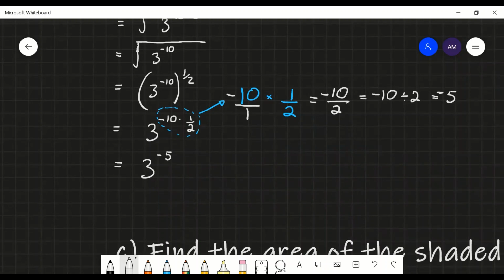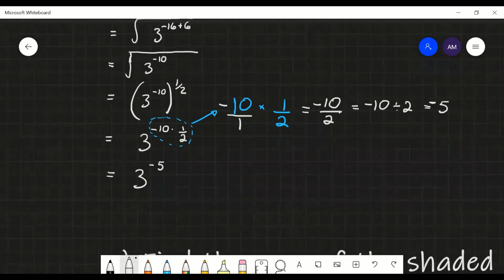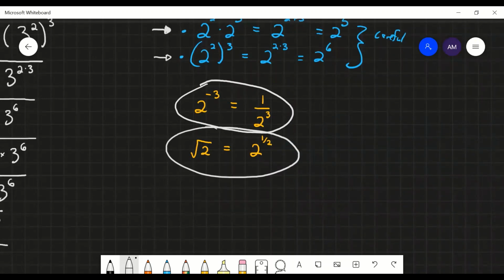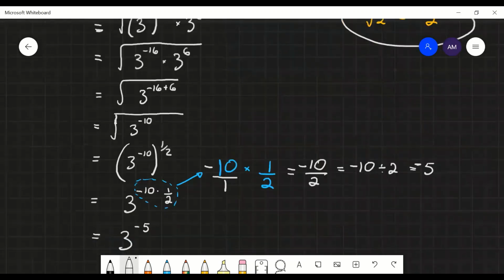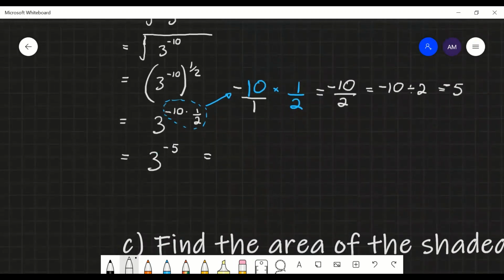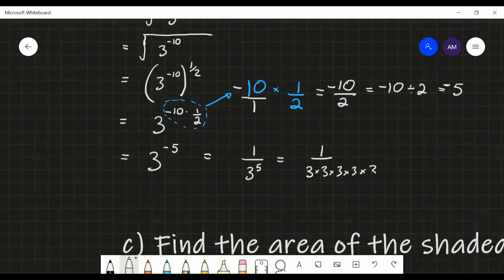All we have to do now is remember, what is a negative exponent? A negative exponent is just, all you have to do is flip the fraction, or you do 1 divided by the base to the power of the positive exponent. So 3 to the power of -5 is the same thing as 1 over 3 to the power of 5. Now, perhaps this could be our final answer, or you could do 3 to the power of 5, which is 3 times 3 times 3 times 3 times 3.